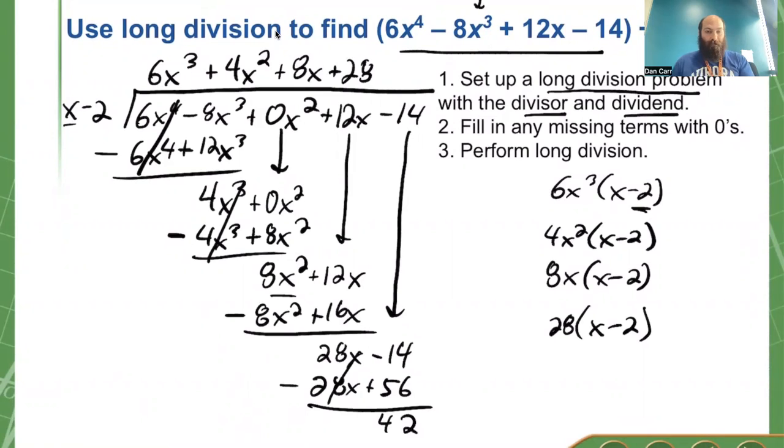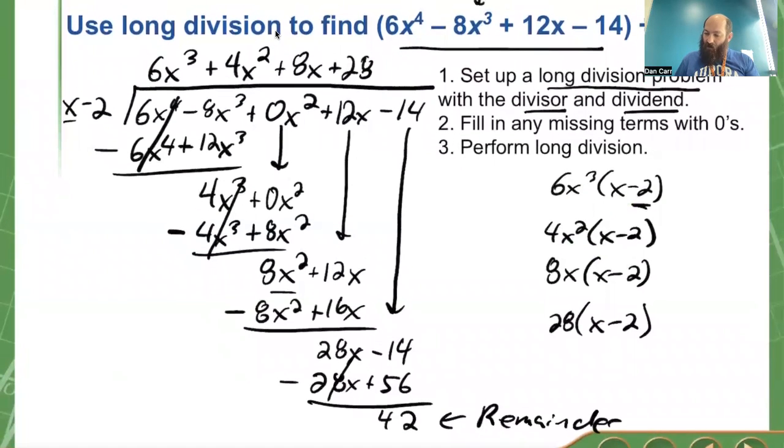positive 42. Now, if I try to ask the question, what do I have to do to x to make it look like 42? That doesn't quite work. Okay, I was able to take x cubed times x to get to the x to the fourth. I was able to take x squared times x. Okay, those all worked. I don't have anything that works here. So this is my remainder.